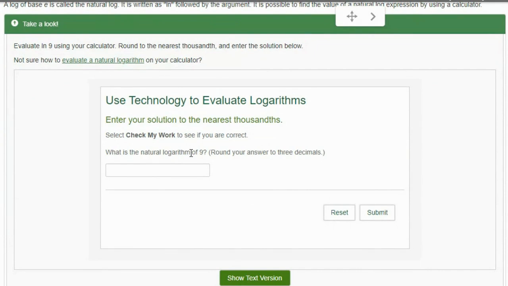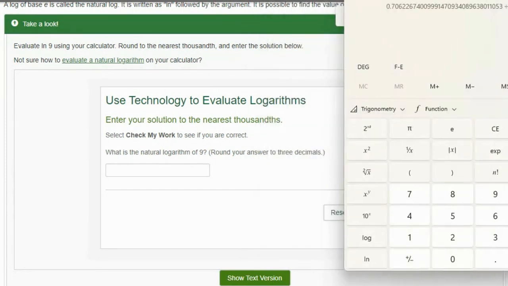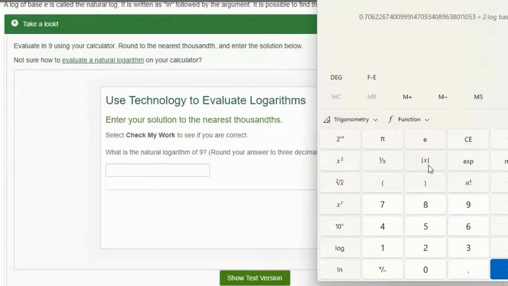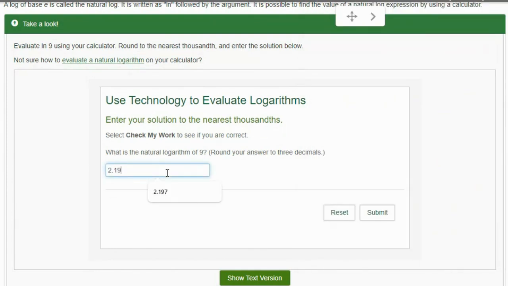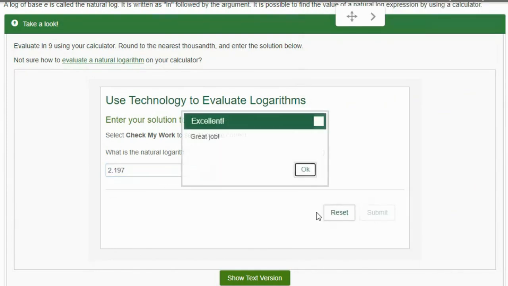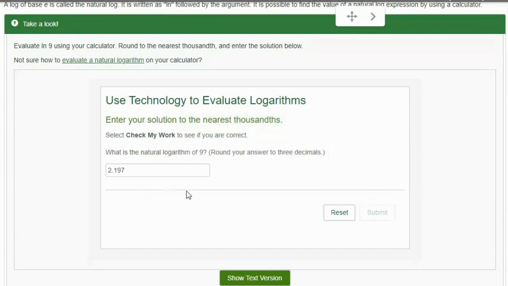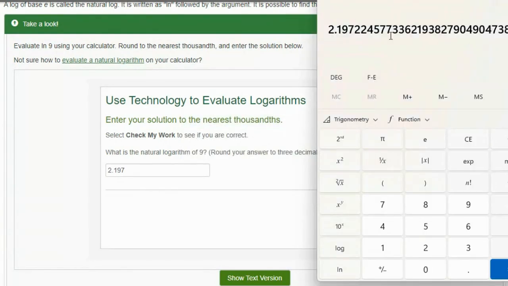So this wants to know if we just know how to do this, because you have to use your calculator on these things, because nobody knows the natural log of 9, because 2 point something raised to whatever power equals 9. Hit 9, natural log. There's the answer, 3 decimals, 2.197. Submit. Great job. See, that's nothing we would know in our head. We can't solve that in our head. We've got to have a calculator to solve.